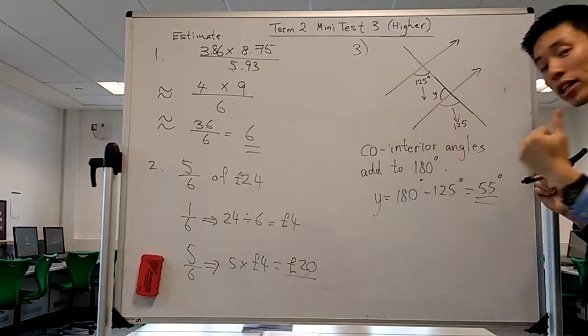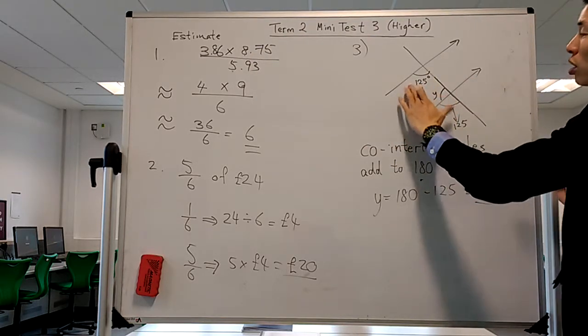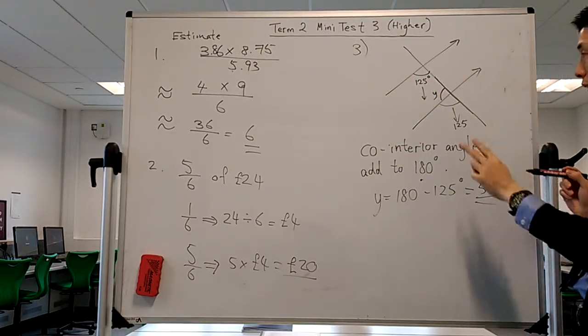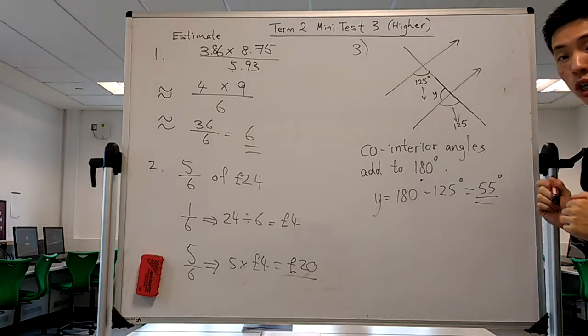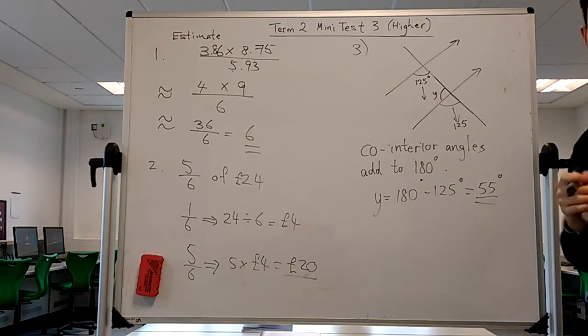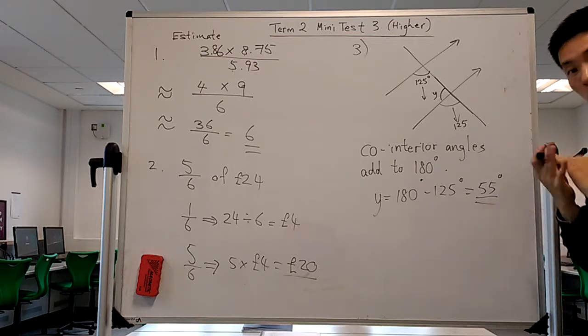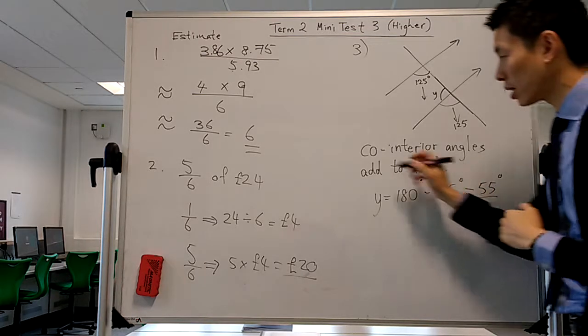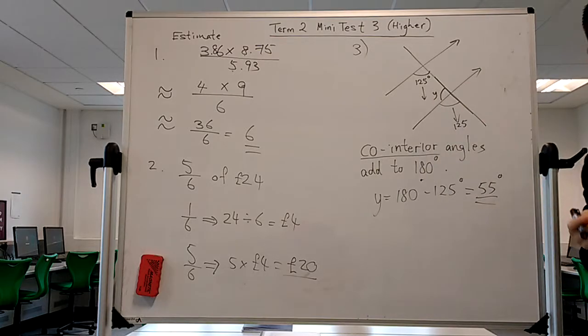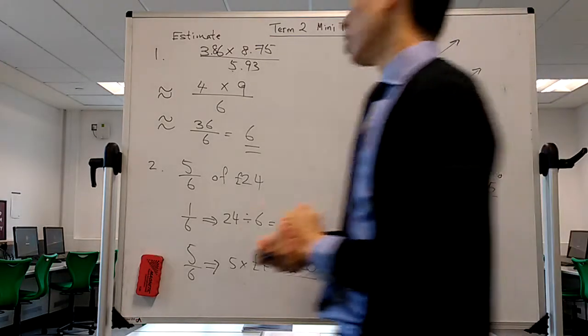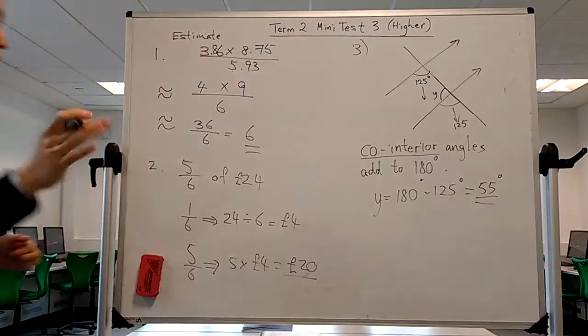So you will have to write two reasons. First, corresponding angles are equal. Second, angles on a straight line add up to 180. That is also an acceptable answer. Most people I know will go for the longer option, but it's quite good to also know that co-interior angles add up to 180, sorry.